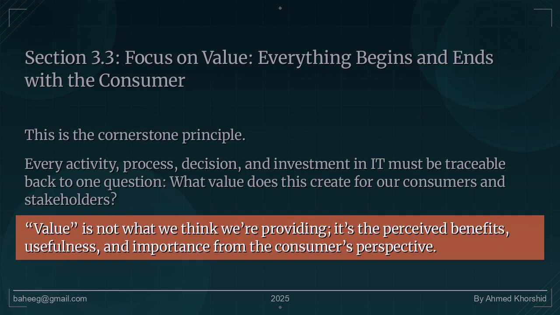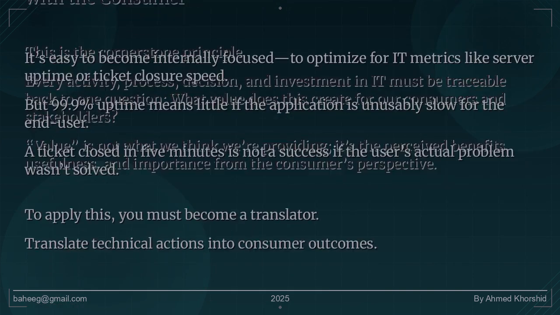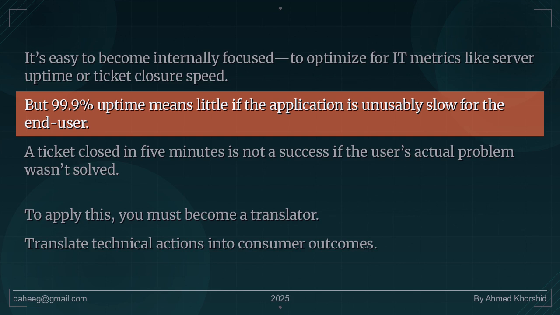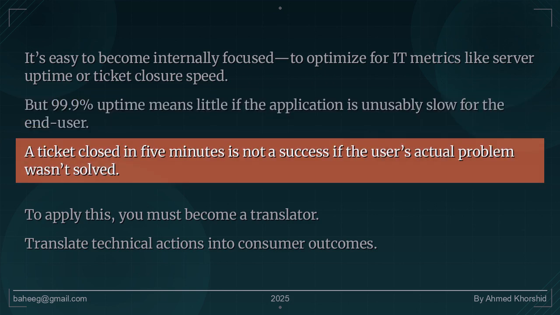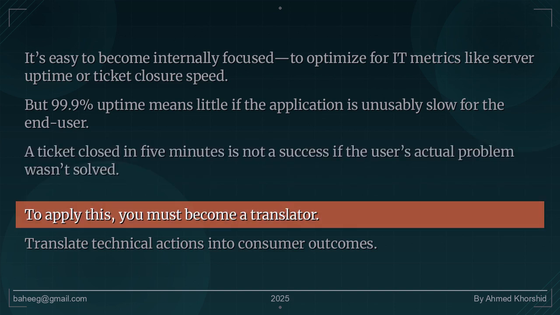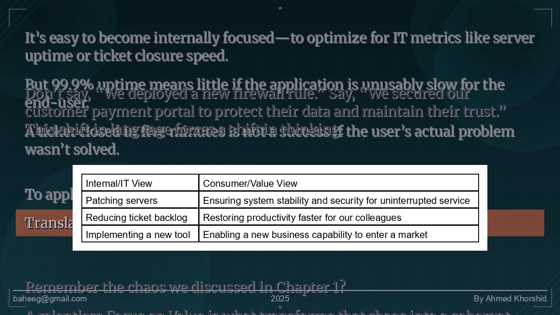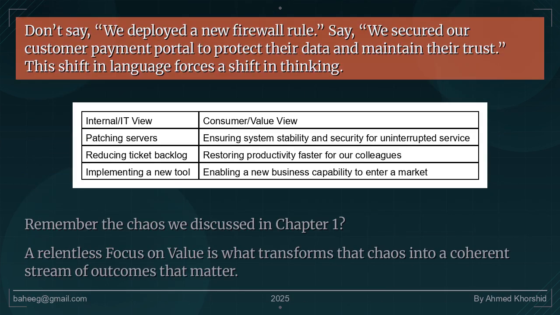Value is not what we think we're providing, it's the perceived benefits, usefulness, and importance from the consumer's perspective. It's easy to become internally focused, to optimize for IT metrics like server uptime or ticket closure speed. But 99.9% uptime means little if the application is unusably slow for the end user. A ticket closed in 5 minutes is not a success if the user's actual problem wasn't solved. To apply this, you must become a translator. Translate technical actions into consumer outcomes. Don't say, "We deployed a new firewall rule." Say, "We secured our customer payment portal to protect their data and maintain their trust."